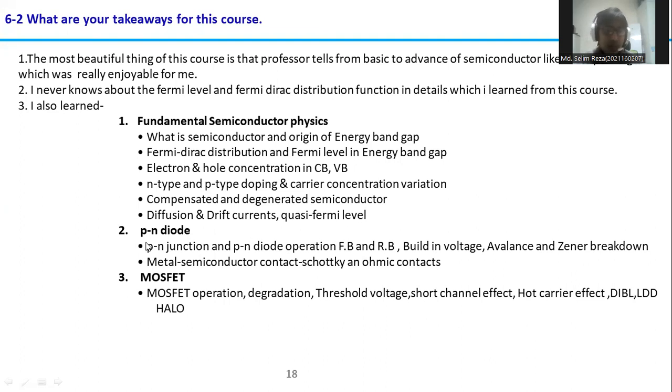I also learned the PN junction diode, how the PN junction is formed and how it operates in forward bias and reverse bias. I also learned about the built-in voltage, avalanche breakdown and Zener breakdown, and how metal and semiconductor contact, like Schottky contact or ohmic contact, and their phenomena, for the first time from this class.